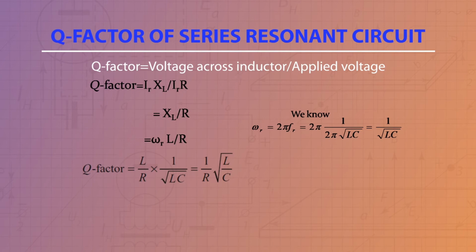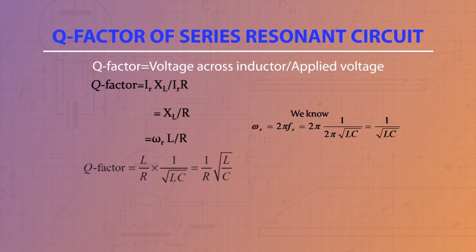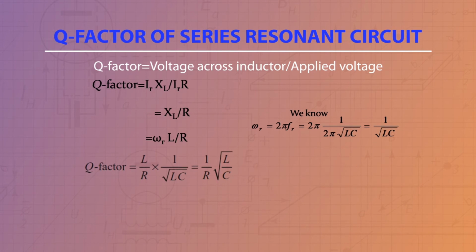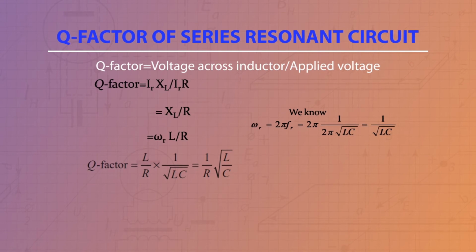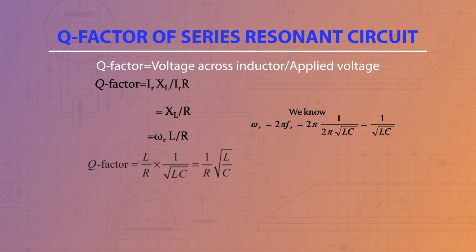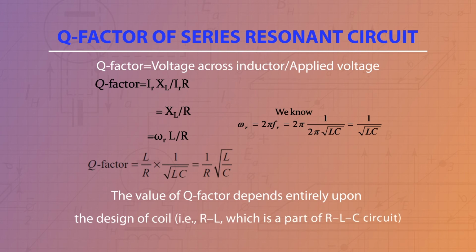So now you can put this value of omega R in the expression of the Q factor, that is Q factor is equal to omega R L upon R. So replace the value of omega R in this expression. So Q factor can be written as L upon R multiplied by 1 upon under root LC. So after solving, this Q factor can be written as 1 upon R under root L upon C. So the value of Q factor depends entirely upon the design of the coil. That means, design of the coil means basically any coil is made of resistance and inductance, which is a part of this RLC series circuit.